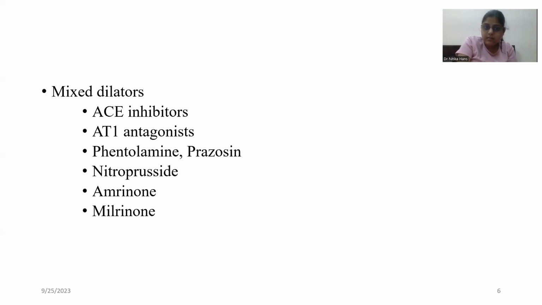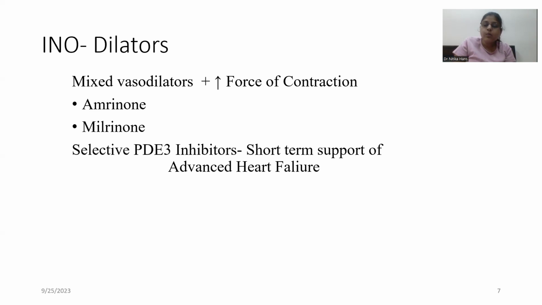These are the inodilators. Now, what are the inodilators? These are the mixed vasodilators, plus they also increase the force of contraction. These are amrinone and milrinone, and they are selective phosphodiesterase 3 inhibitors, used for short-term support in advanced heart failure. Now they increase the levels of cyclic AMP in the body, because the cyclic AMP doesn't get converted into 5' AMP, and the cyclic AMP levels are increased.